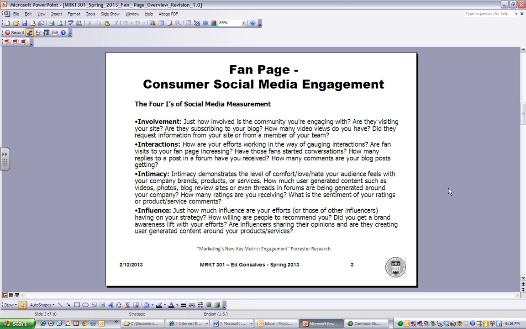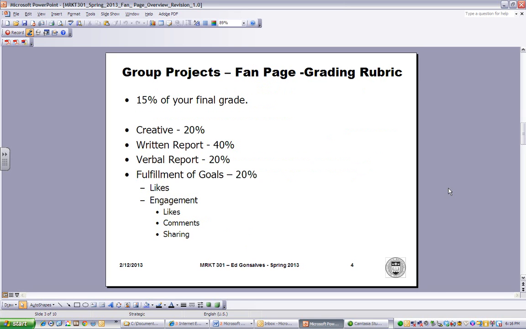So take a good look at these 2 pages. They give you some background on how you should think about crafting your fan page. It is 15% of your final grade. This is the rubric I use to grade it.